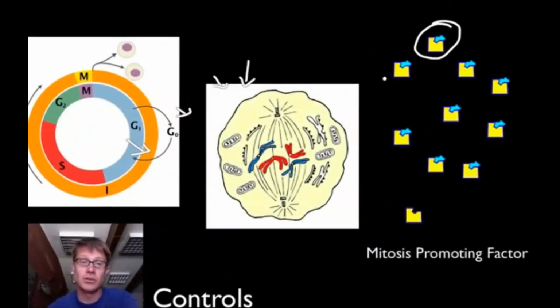And so what does it do? Well, we're right here, so we're just about to enter into the M phase. So we're just about to do mitosis. And so what these cyclin-dependent kinases do is they act on the cell itself.